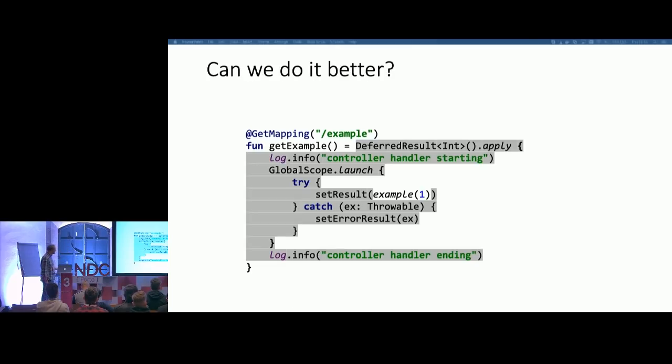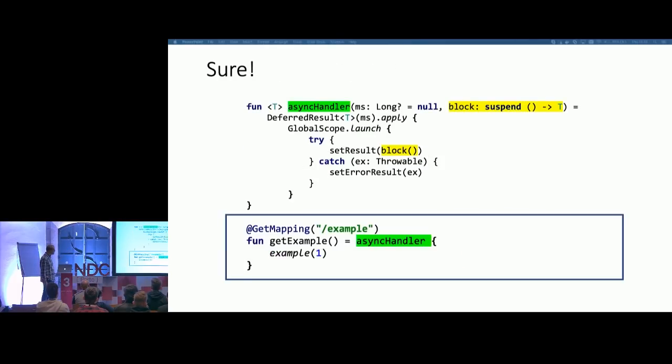As I said, can we do better than this noise around getExample? Yes, we can. We just create a helper, an async handler function, and then we just annotate this. Since it's very easy to do DSLs in Kotlin, it's very easy to create an async handler that I can call like this.